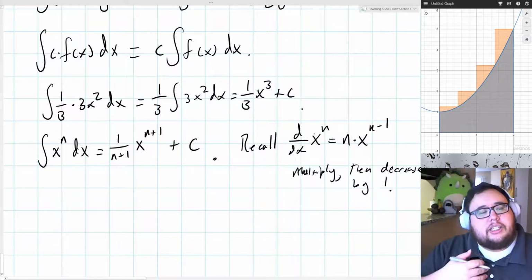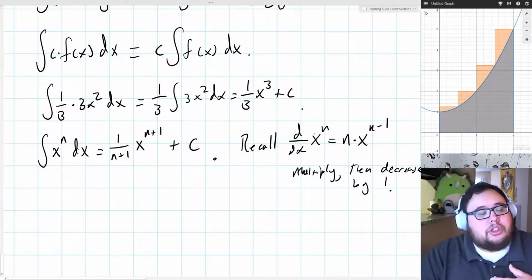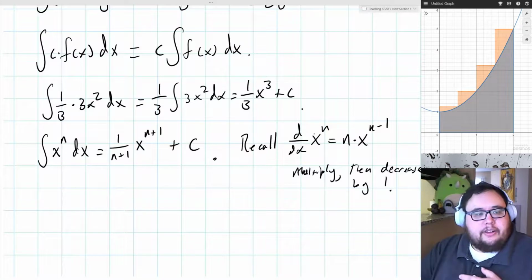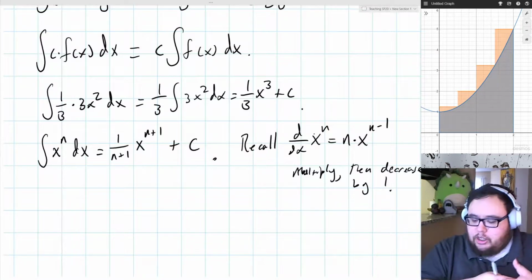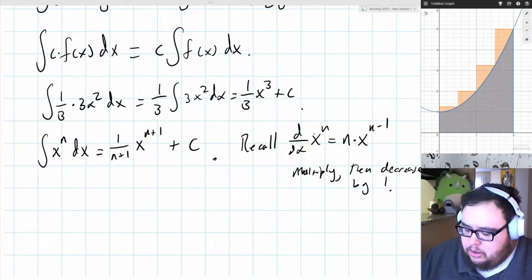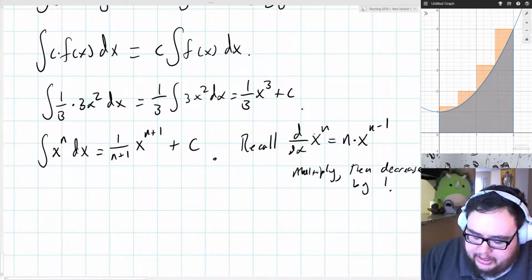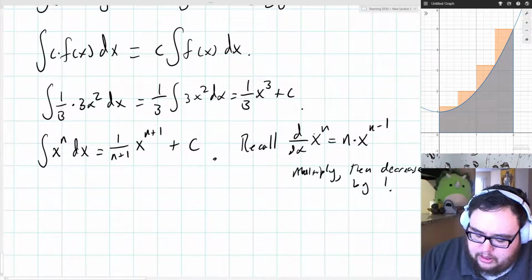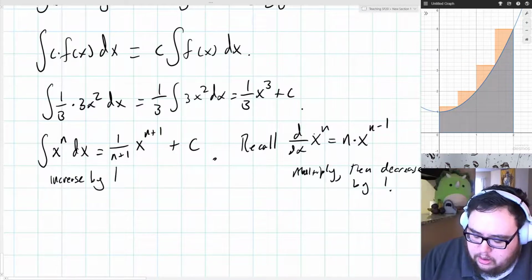The antiderivative does that process exactly backward. When we take the derivative, you multiply, then decrease by 1. To take the integral, you'll increase by 1 and then divide. Okay, so the derivative is multiplying by the old power and decreasing by 1. The antiderivative is increase by 1, then divide by the new number.